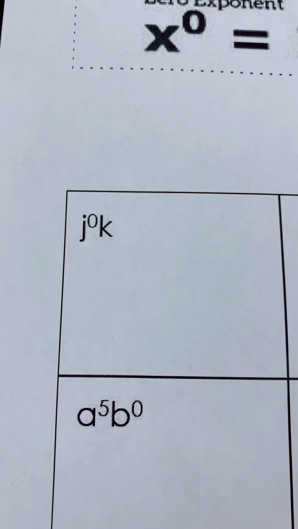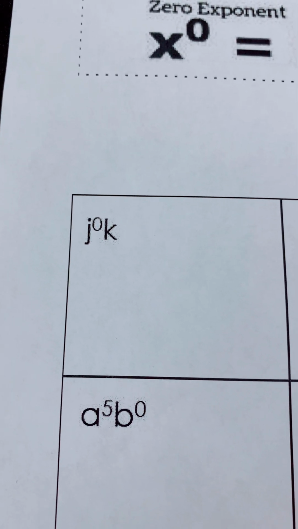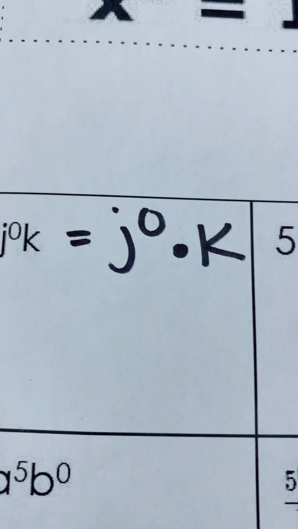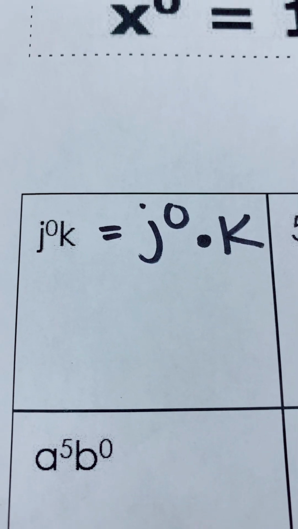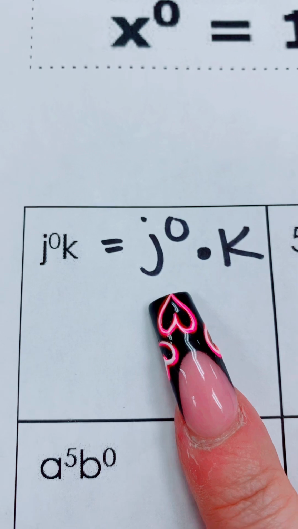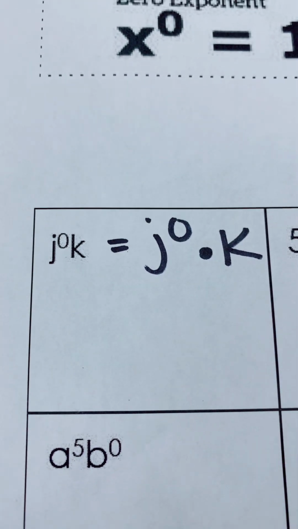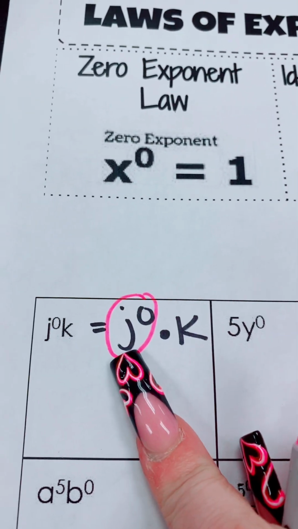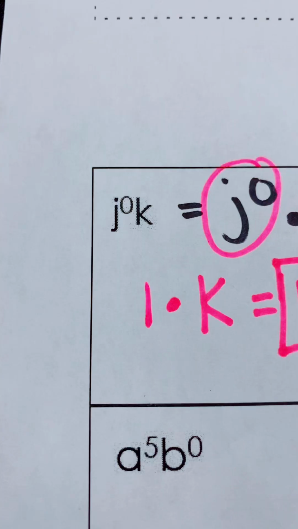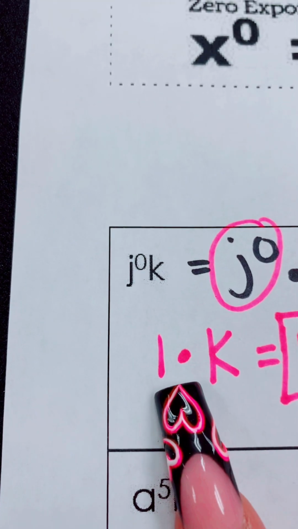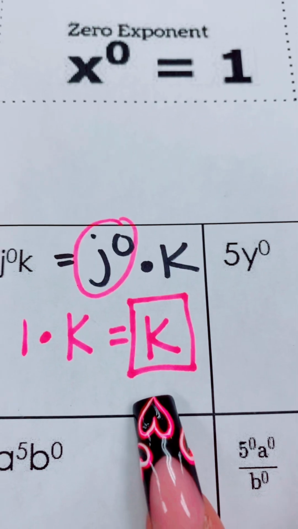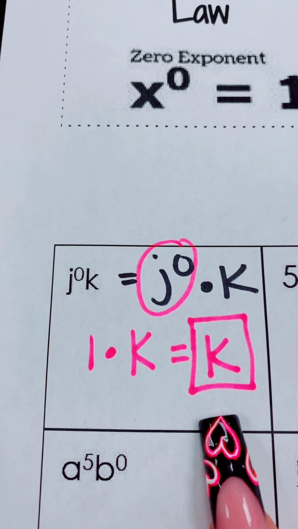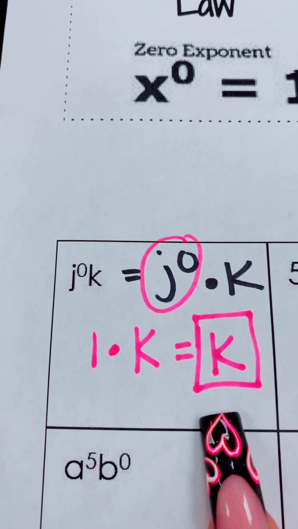Our first example is j to the 0 power k. Two letters next to each other are the same thing as multiplication, so this is the same thing as j to the 0 power times k. Well, anything to the 0 power is equal to 1, so we have 1 times k, which is equal to k. So j to the 0 power k is the same thing as k.